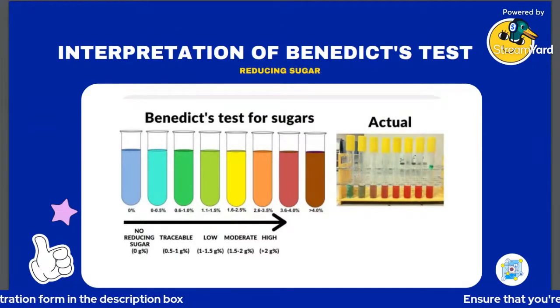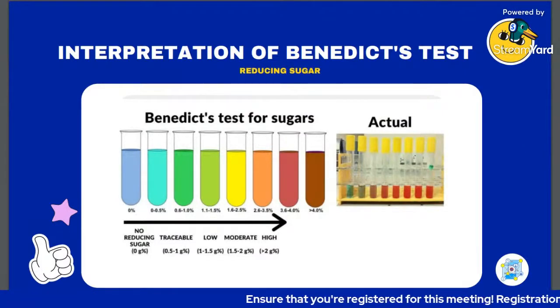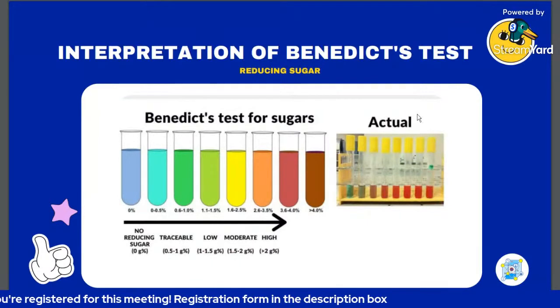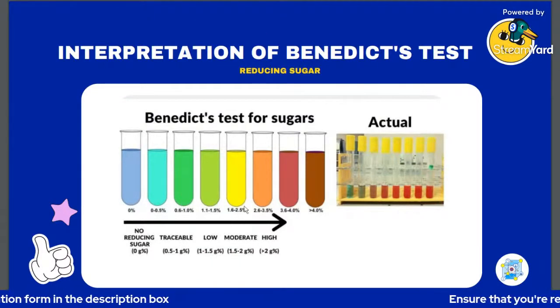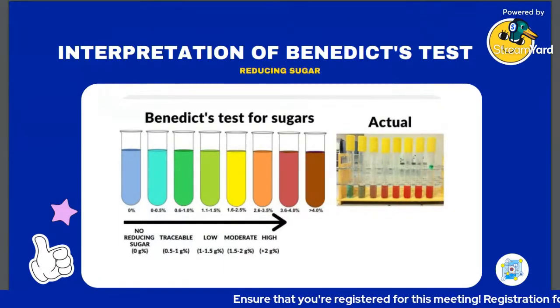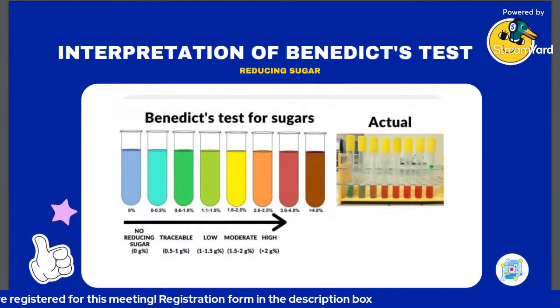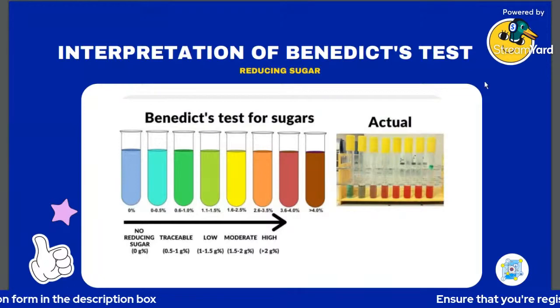That would be a traceable amount of sugar. 1 to 1.5 gram percentage is that green or lime green solution. That's low. 1.5 to 2, that's the yellow solution. It's moderate, and from your orange, red orange, and your brick red solutions, that means you have a high concentration of sugar.